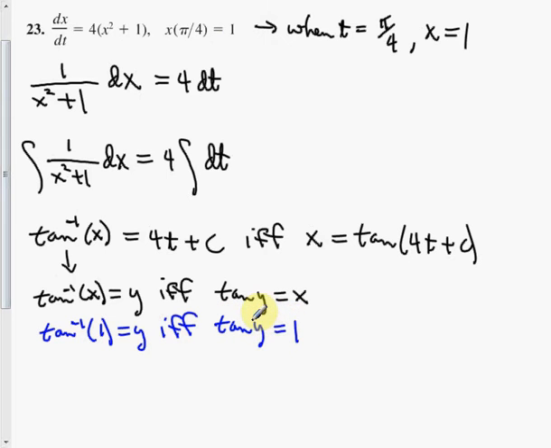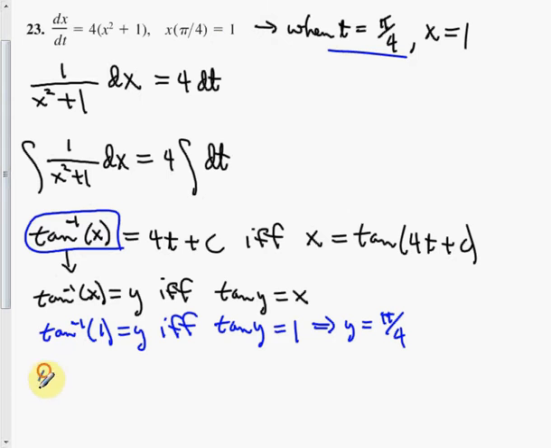Well, just a very simple value for y in the first quadrant would be pi over 4. Right? The tangent of pi over 4, 45 degrees, is equal to 1. So this implies that y is equal to pi over 4. But y is said to be this tan inverse of x. That's this statement right here. So I'm going to come back and replace the tan inverse of x, with x being 1, to equal pi over 4. That's equal to 4 times t, where t is pi over 4, plus c.